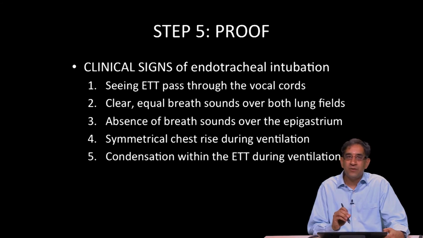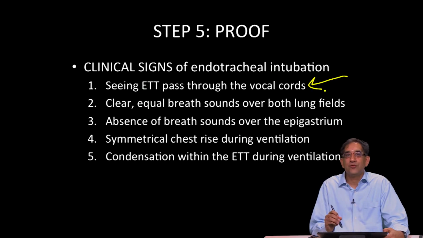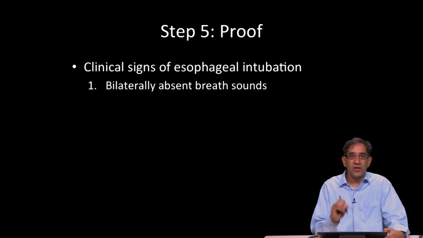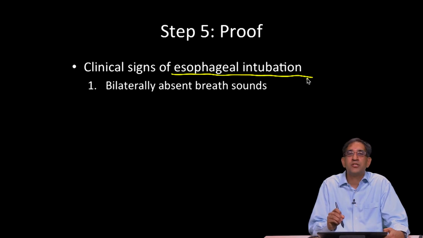Now keep in mind, although we always check for these 5 clinical signs of endotracheal intubation, each one of them is subject to failure, including seeing the endotracheal tube pass through the cords. You might have thought you saw it, or you might have seen it pass through the cords, and yet sometimes it can end up in the esophagus. So it's important to also look for clinical signs of esophageal intubation, not just clinical signs of endotracheal intubation.